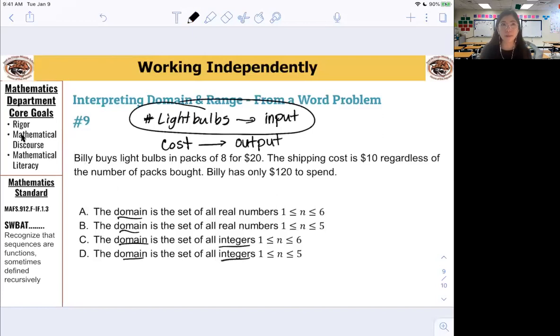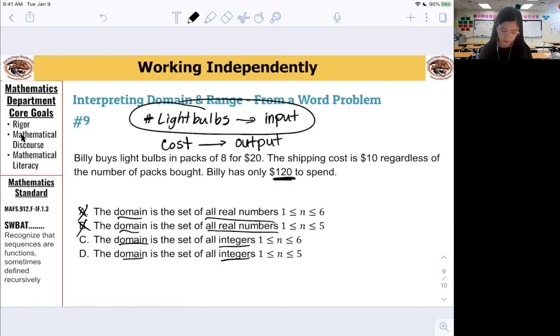If I'm talking about light bulbs, will it be 1 light bulb, 2 light bulbs, 3 light bulbs, 4 light bulbs, or could I have 1 light bulb, 1.5, 1 3/4, 4.25? Can I have decimals and fractions? The answer is no, because I'm talking about physical light bulbs or packs of light bulbs. So I know that A and B are out because it can't be all real numbers. It has to be only integers, only whole numbers. And then I have to think, okay, is it going to be from 1 to 6 or from 1 to 5? And then that's where it all comes down to the budget.